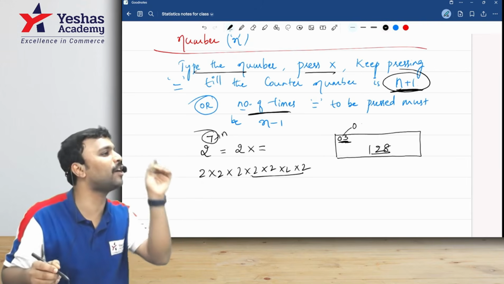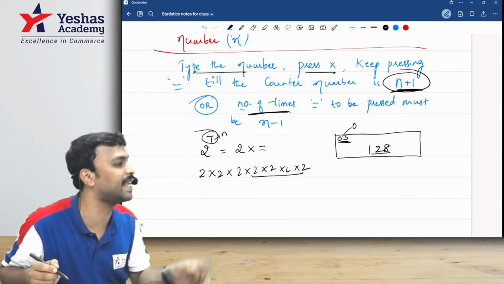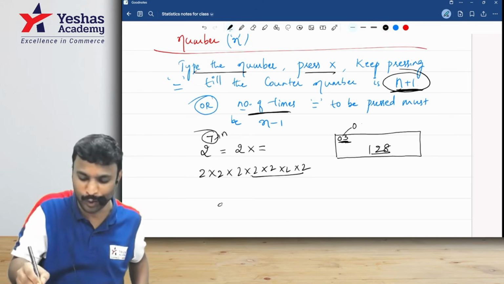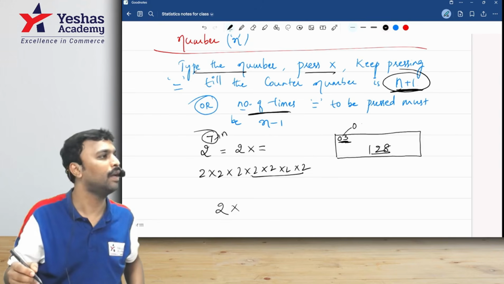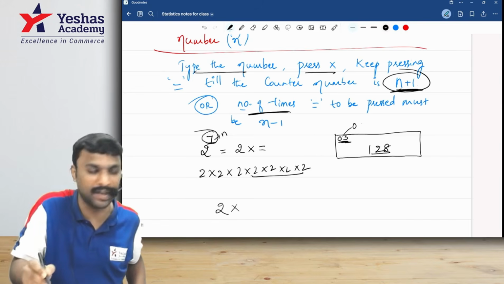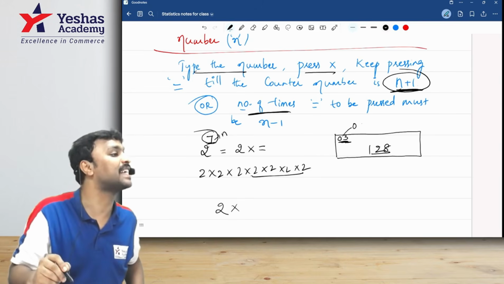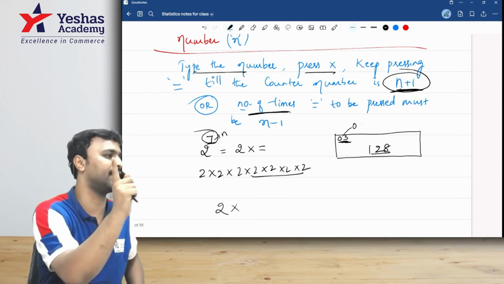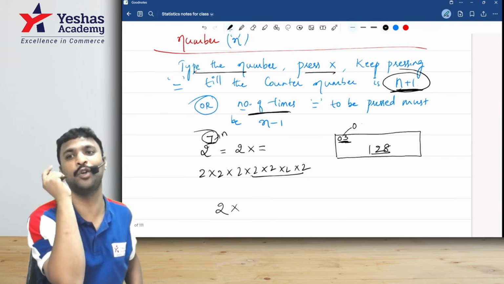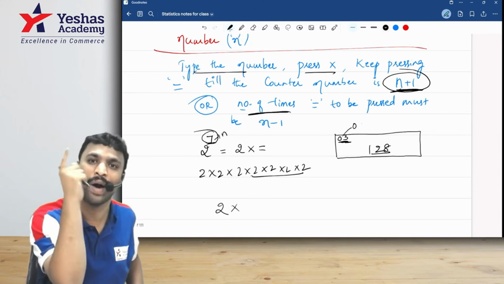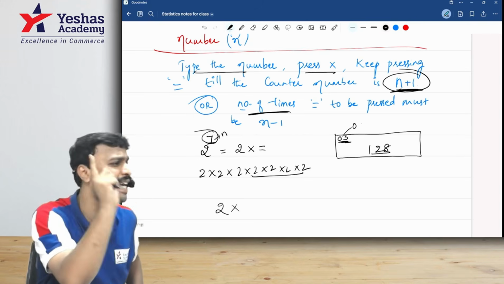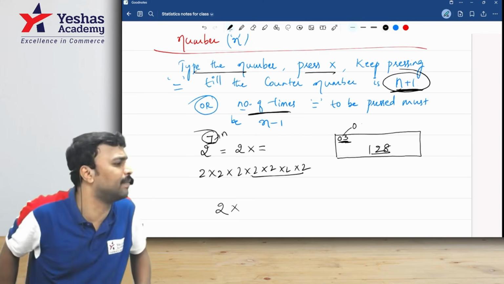I have told you one more thing. The number of times you have to press the equal to button should be 1 less than the actual power. If you don't want to keep the counter reference, type 2, press into. Then you have to press equal to how many times? Look at the power 7. So you have to press equal to 6 times. When you are keeping the counter reference, the counter number should be 1 more than the actual power. When you are counting the equal to presses, it should be 1 less than the actual power. In both cases, it will show the same answer, 128. Yes or no? But which one is easier for you, tell me?